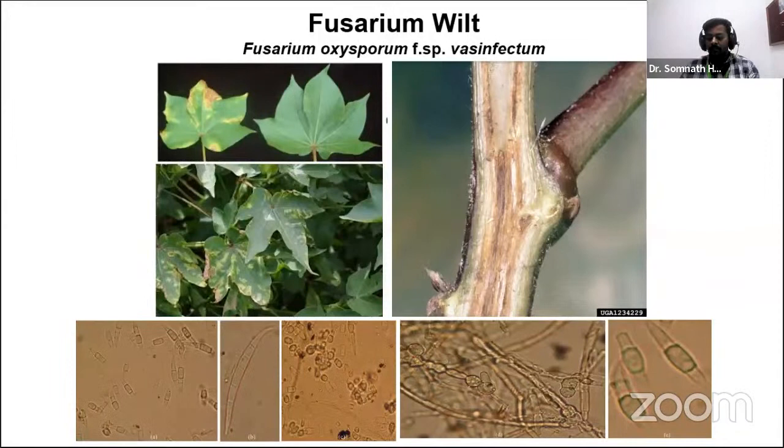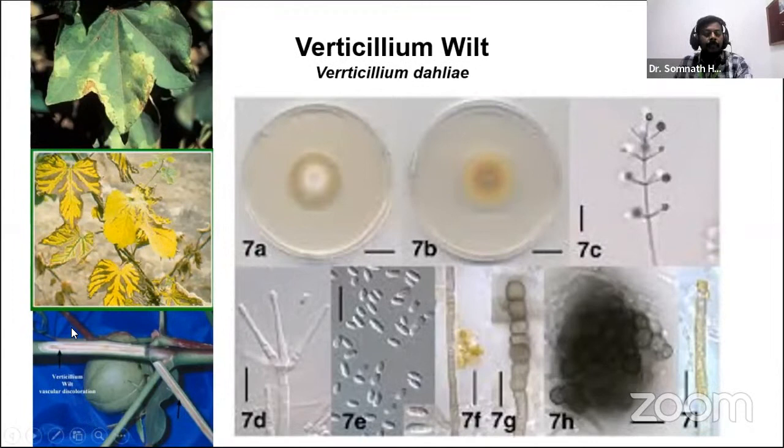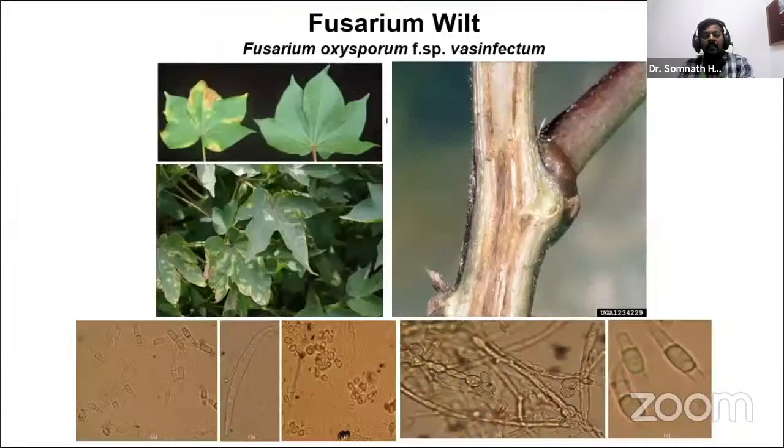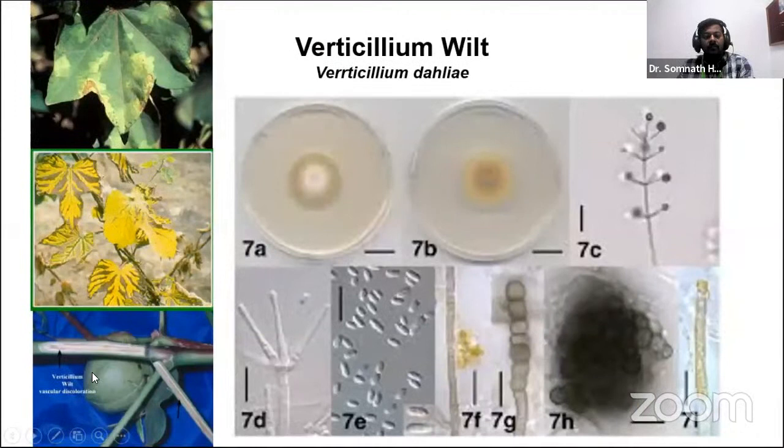The second wilt is verticillium wilt. The difference between the Fusarium wilt and the verticillium wilt is that in Fusarium wilt you can see the brown discoloration, whereas in verticillium wilt there will be no brown discoloration, only whitish vascular discoloration. The intervenal areas become yellow and necrotized, and the veins remain green in color. And these are the fungal spores of verticillium, you can see in the picture.